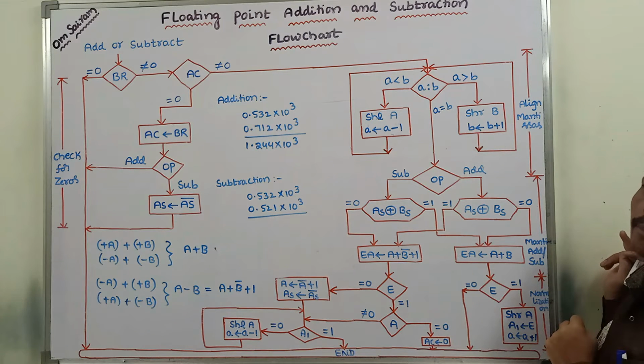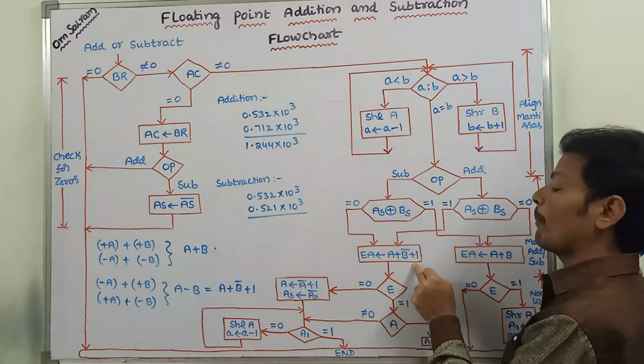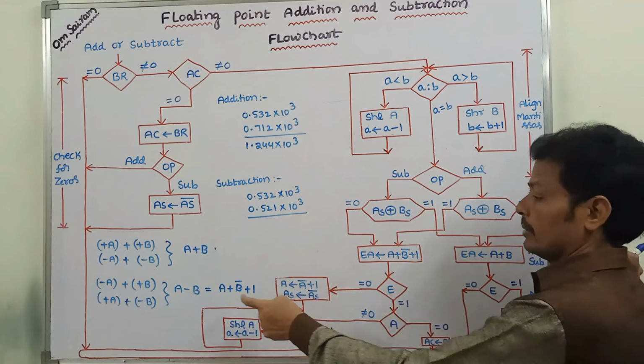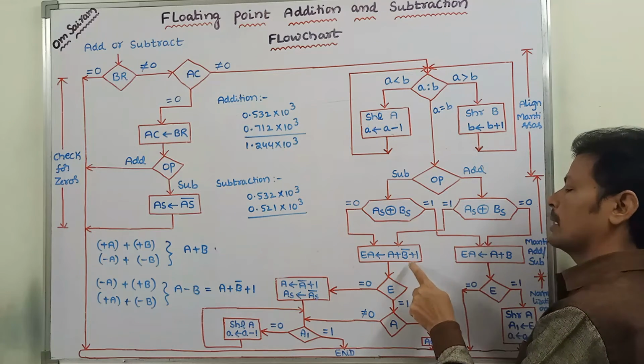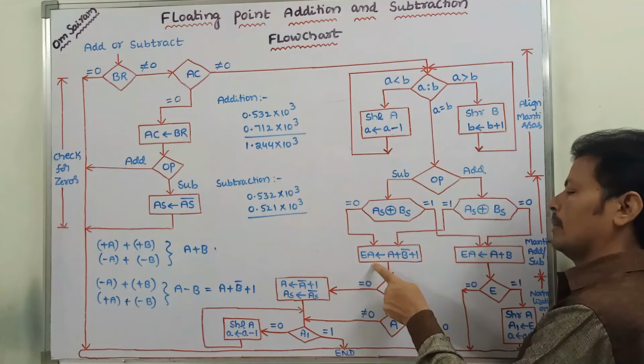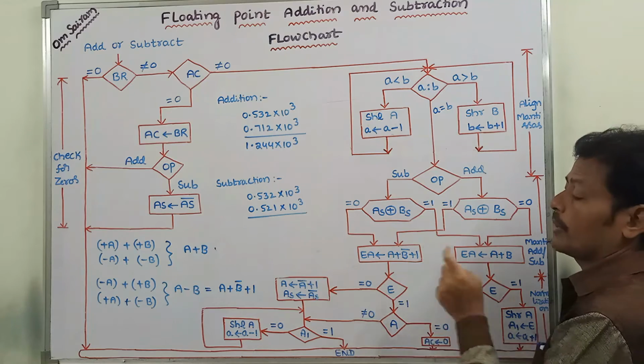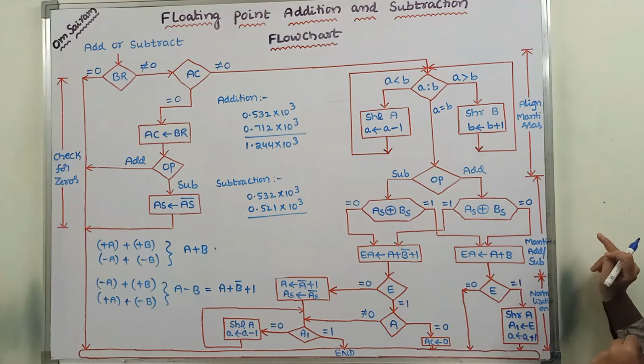Subtraction operation can be done by using 2's complement, so A plus 2's complement of B, in this way. Whatever the result we are getting, that result is transferred to A. And if any carry is generated, that carry bit can be transferred to the extended flip-flop.